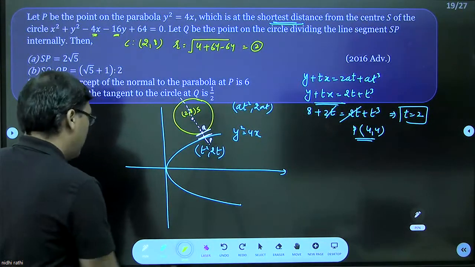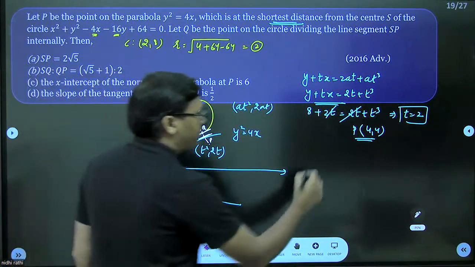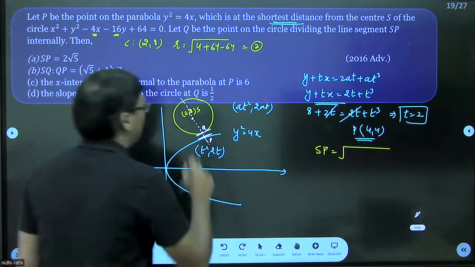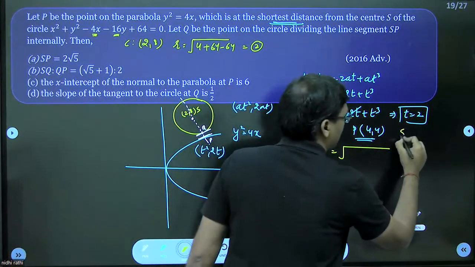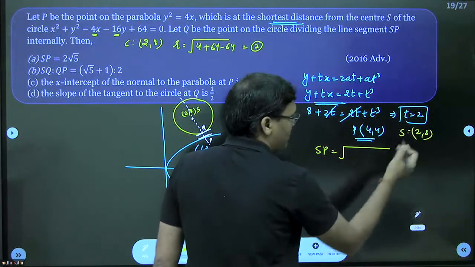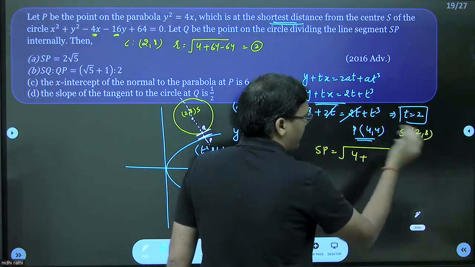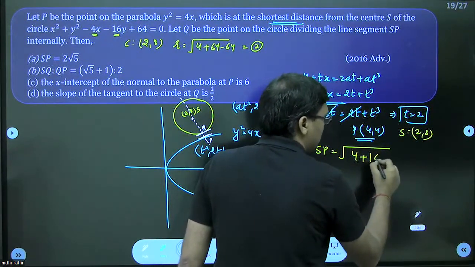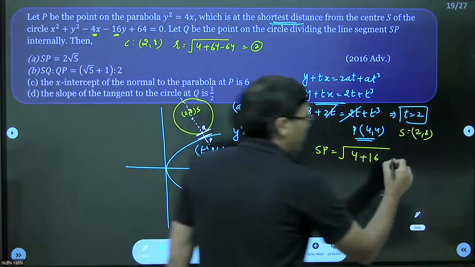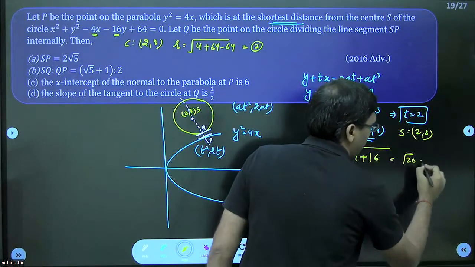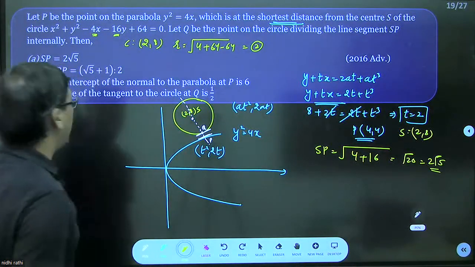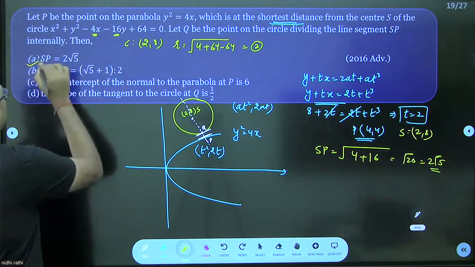The first option: you can clearly see, what is the distance SP? SP you can easily find using the distance formula. S is (2, 8). So this is (2 minus 4) square, that is 4, plus (8 minus 4) square, that is 16. So this is root 20, that is 2 root 5. So what is the answer? SP is 2 root 5. That is, option A is correct.